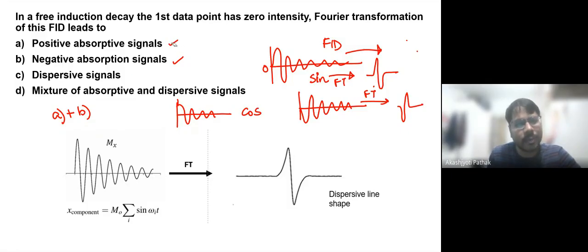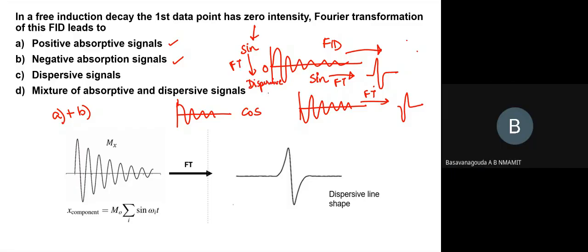You can have a positive dispersive signal if it is starting from zero and going to negative, or if it's starting from negative going to positive. So zero intensity means it is a sine function basically. That is the concept of this question. It is a sine function, and if you do a Fourier transform of a sine function, you will always get a dispersive line shape.